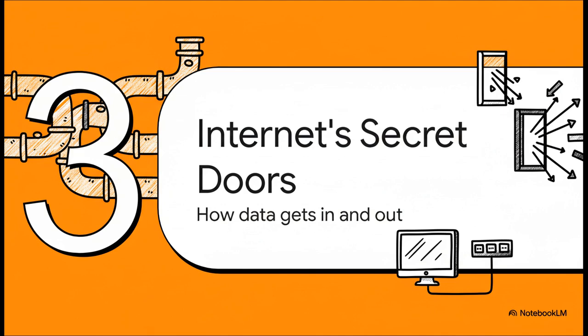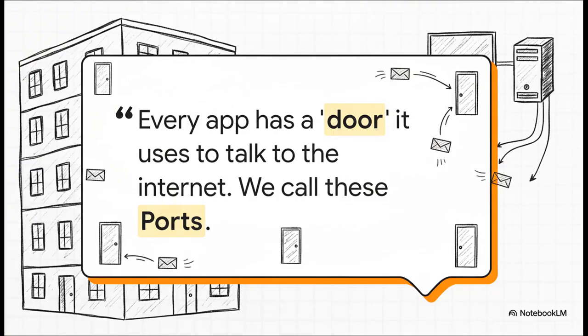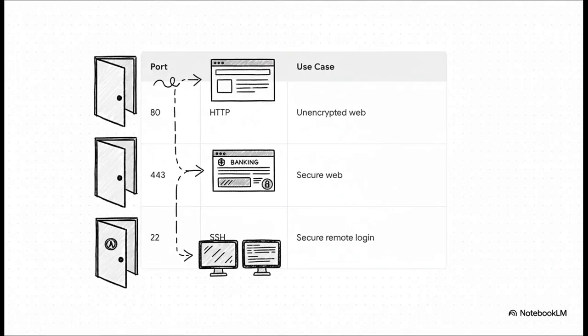And it does that using something we call ports. Yeah, this is a great way to think about it. Imagine your computer is like a giant apartment building. Every single app that needs to talk to the outside world, your web browser, your email, your favorite video game, it gets its own special numbered door. This system makes sure that when a message comes in from the internet, it goes to exactly the right apartment, the right application. And these door numbers are actually standardized.